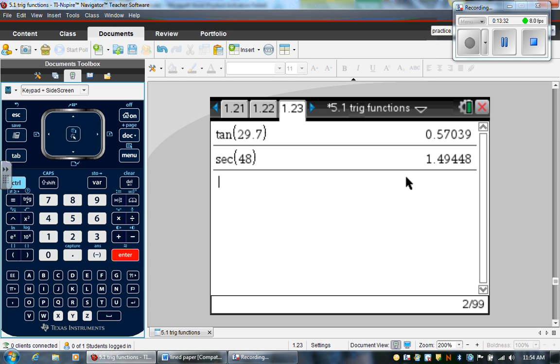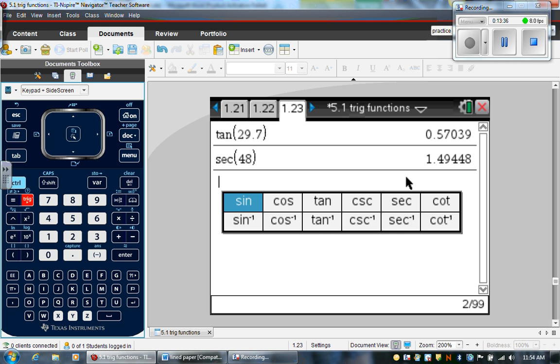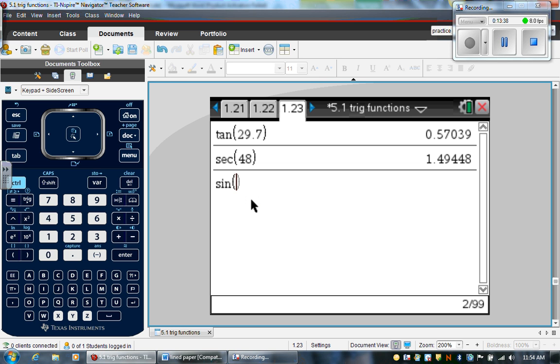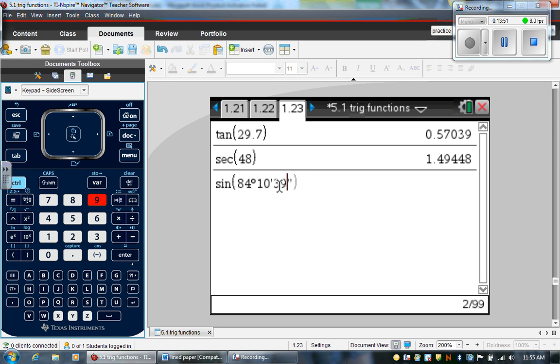And the last one is using our degrees, minutes, seconds. And it's going to be sine of 84 degrees, 10 minutes, and 39 seconds. So we're going to use our template for degrees, minutes, seconds, and we're going to put that right in. 84, 10, and 39. And we get to the nearest 4 decimal places, 0.9948.